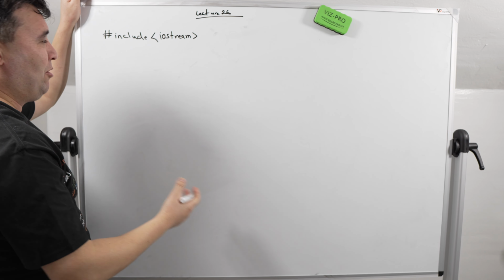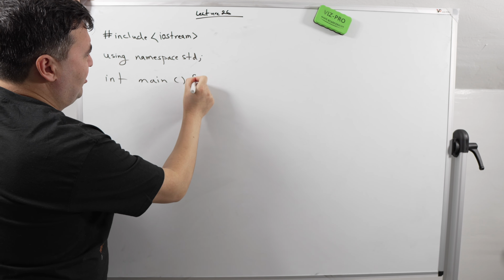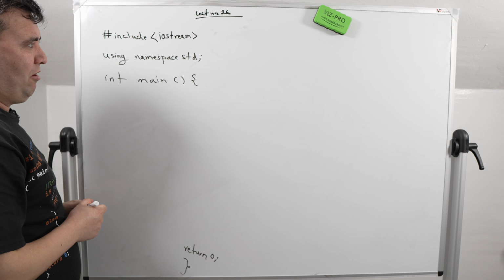And then we write our main function, int main. Our main function block starts from here and we end here. At the end of any C++ program, we have return 0. This is the last statement in our program, which tells the operating system that our program is successfully executed.